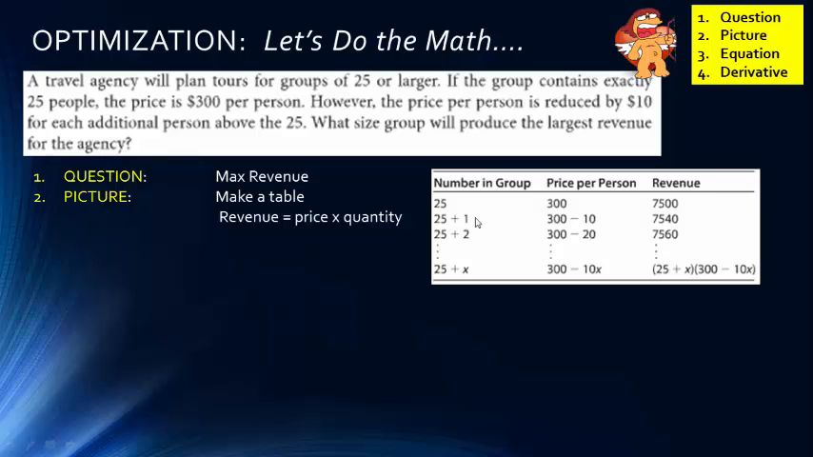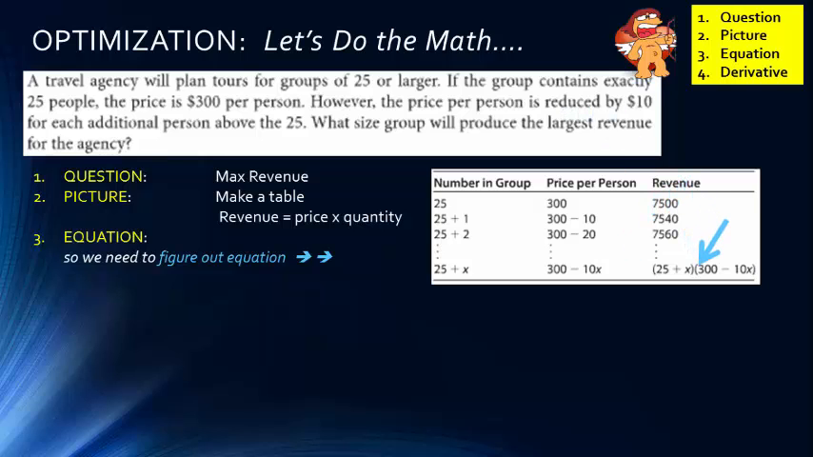So now if I change this number to x, what happens over here? Then I'm subtracting 10 times x. And so here I have the revenue formula in terms of the variable, which is the number of people attending. So if I now have a formula for revenue based upon x, I can now find a derivative that will help me maximize it, right?